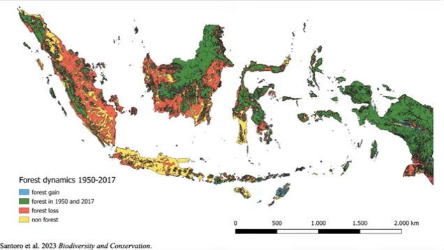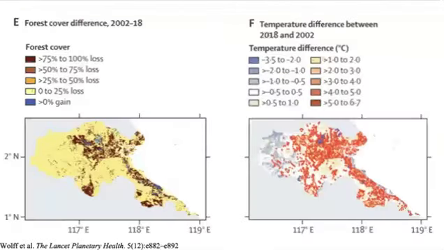Here is a map of Indonesia. From 1950 to 2017, the orange region shows forest loss. This is Berar, a region inside Borneo. As you can see, 75% to 100% forest loss was around the middle region, and there was a temperature increase from 5.0 to 6.7 degrees Celsius, revealing that deforestation causes the temperatures to rise.